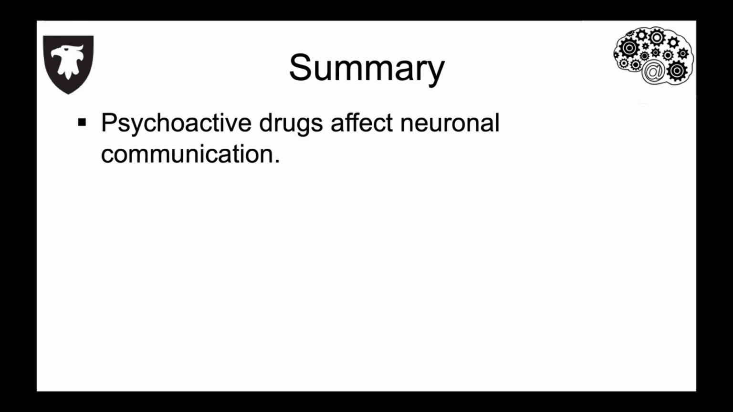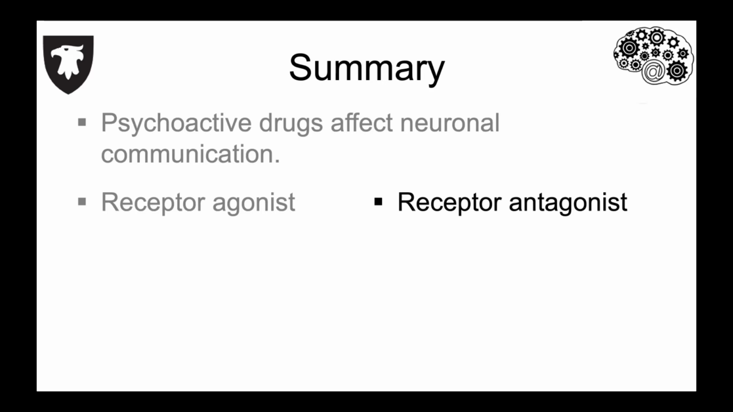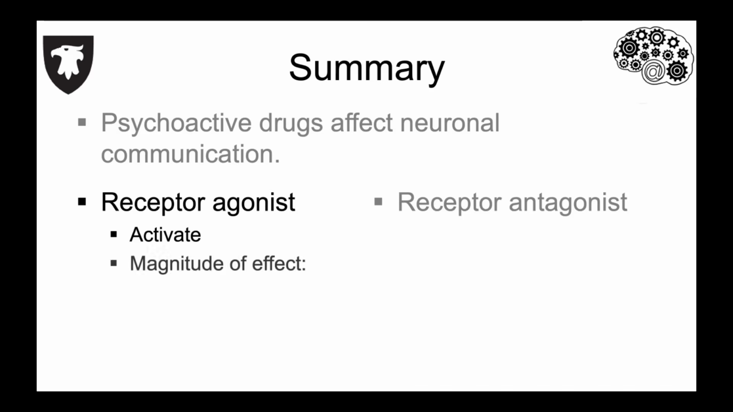First, psychoactive drugs function by affecting neuronal communication, which is dependent on the type of neurotransmitter and receptor present in the synapse. These drugs largely fall into one of two categories: receptor agonists and receptor antagonists. Receptor agonists are compounds that activate the receptor and are differentiated based on the magnitude of the effect on the receptor. A full agonist causes full activation of the receptor, just like a neurotransmitter. A partial agonist, however, causes some receptor activation, but not as much as a full agonist or neurotransmitter.